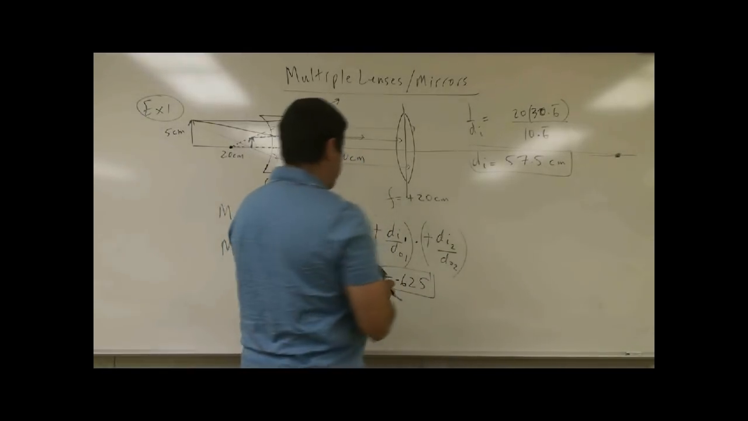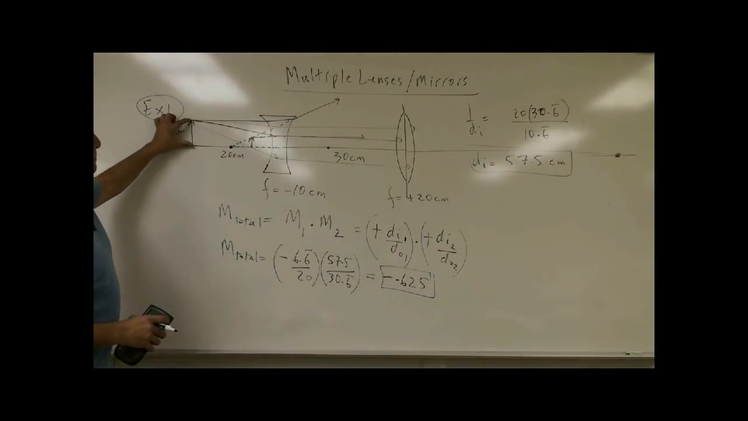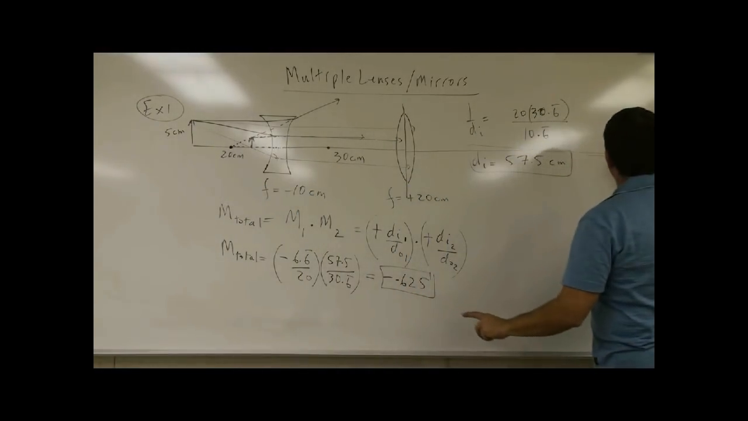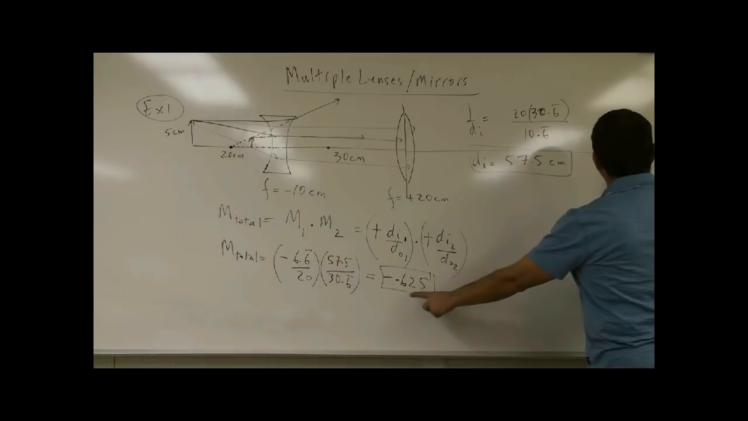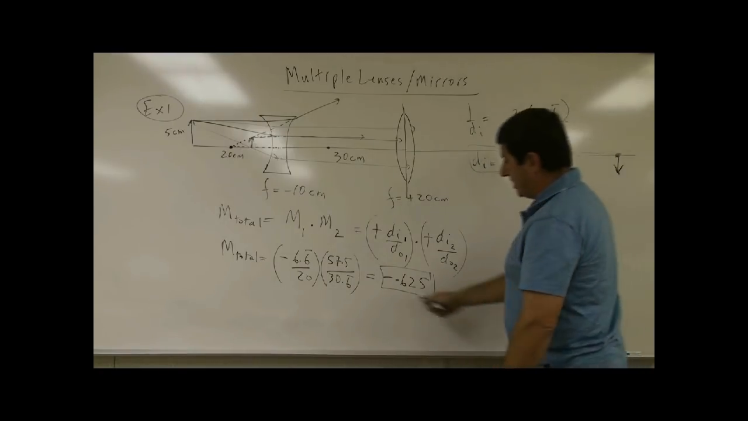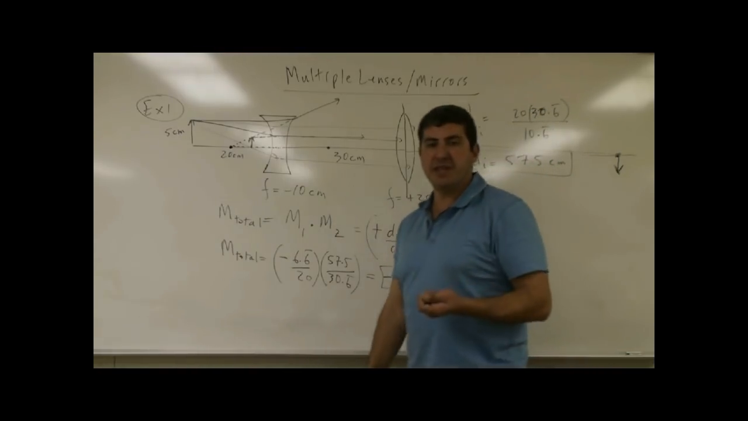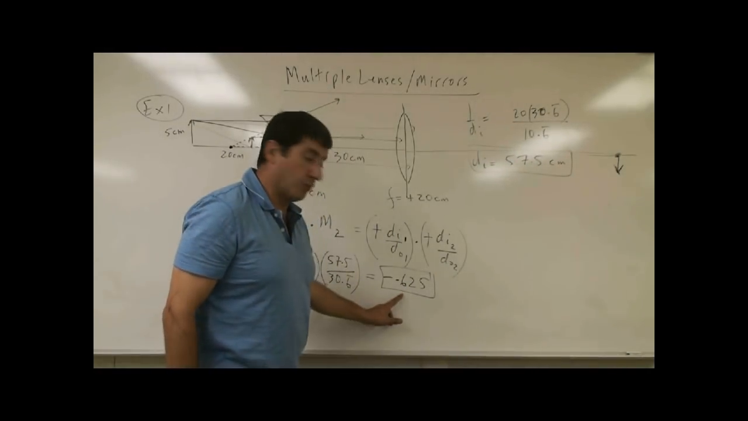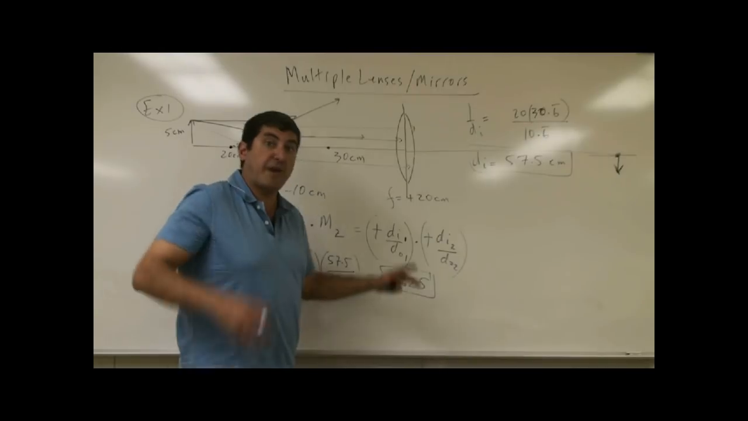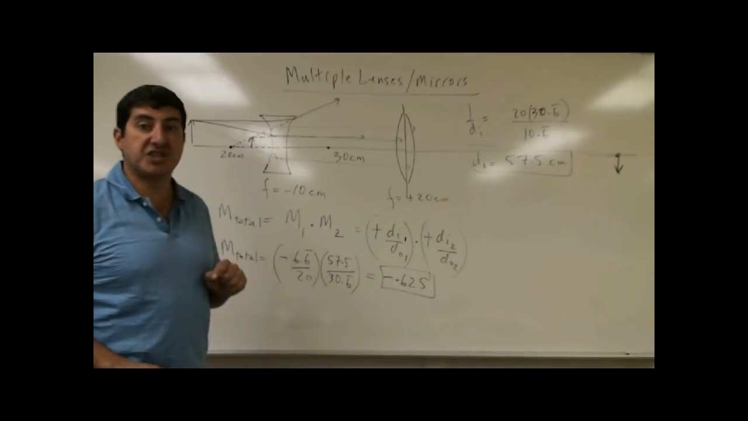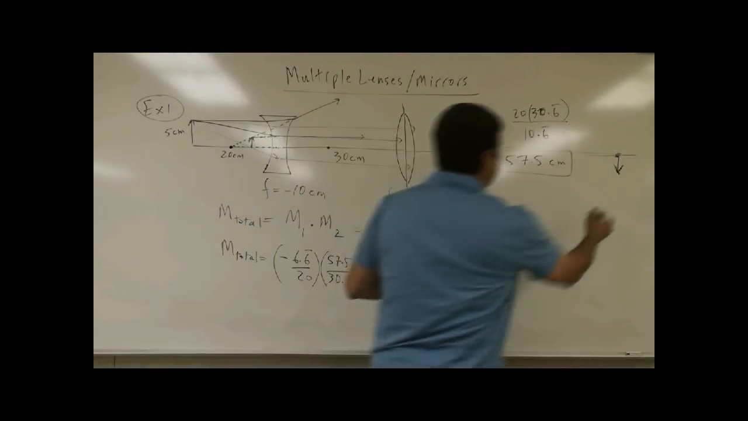Well, the image looks about 60% as big as the object, and it's inverted, right? So it's basically going to be over here, 60% as big. So the negative means it's inverted. The 0.6 means it is diminished. If it was greater than 1, it would be enlarged, magnified, right? But if it's less than 1, that means it is a diminished image. So it will look something like this.